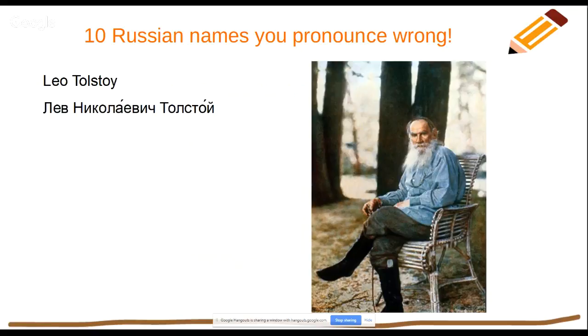Lev, Lev. So L, E, F. This V letter is read as F, because it is devoiced at the end. Lev. Nikolaevich. Tolstoy. Again, note that unstressed O is A, yeah? Tolstoy. This is the IPA transcription for you.